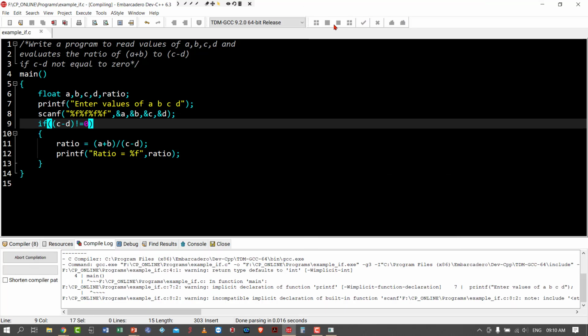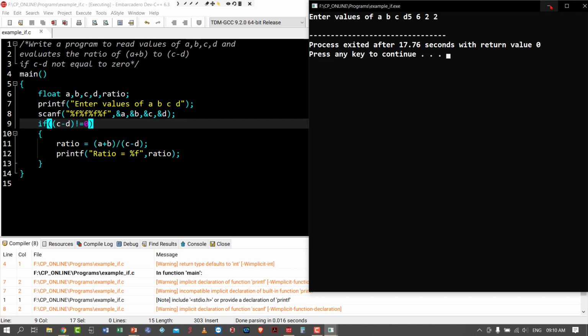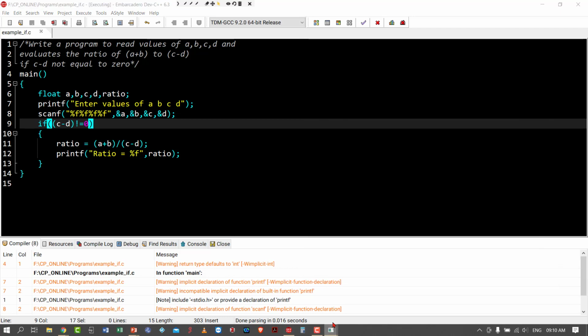Suppose I am executing the program again and I am giving some values: 5, 6, 2, 2. Here C minus D is 0, because C gets the value 2 and D gets the value 2. So the program will not produce any output. So there is no output here. I hope you understood the simple if statement. Any doubt, please ask, otherwise I can move to the next control statement.